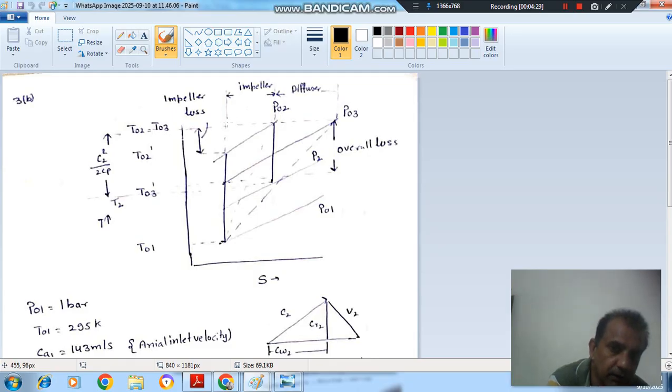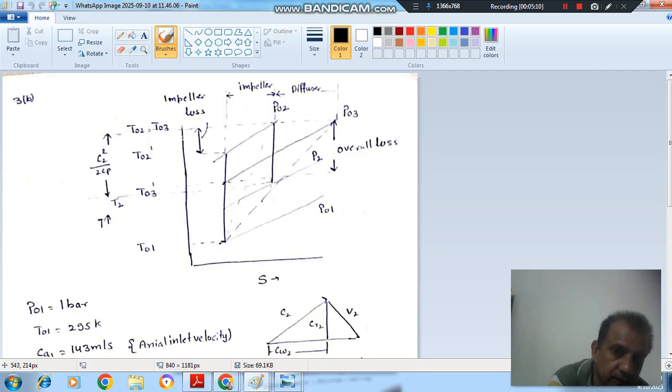If a completely isentropic process had occurred and temperature T03 dash is obtained, then this would have been the pressure. So this is the pressure loss in impeller, this is the pressure loss in diffuser. And the final stagnation temperature, if there is no loss in diffuser, is T02 dash. So this represents impeller loss, this represents diffuser loss, and this is your overall loss.